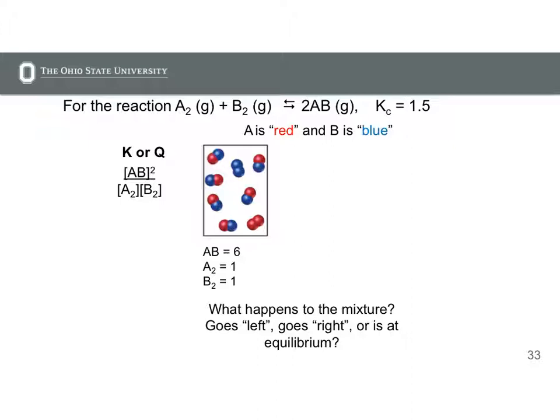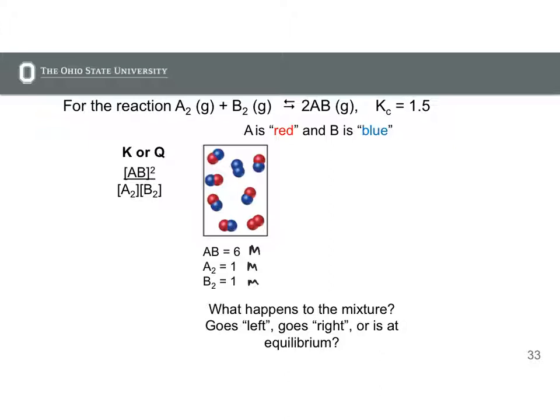If we count up the number of molecules in this box of AB, we'll find 6. We'll have 1 of A2 and 1 of B2, and we're just going to pretend that these are moles per liter. That way we can do some math with them. So what's going to happen to this mixture? We have a little bit of everything.